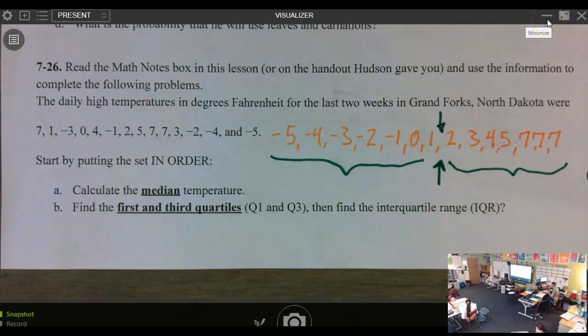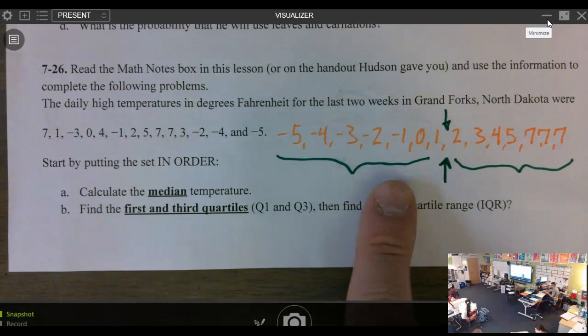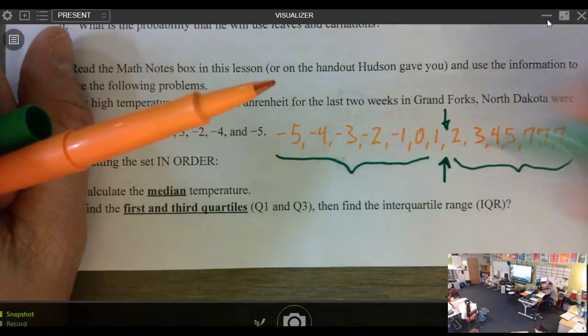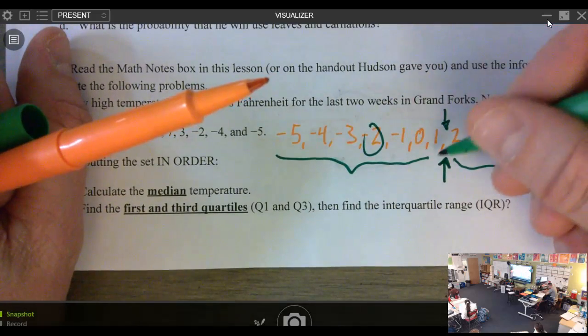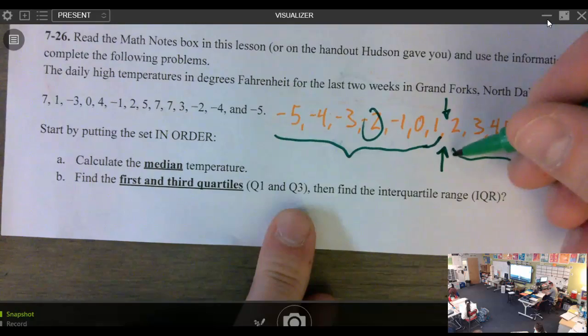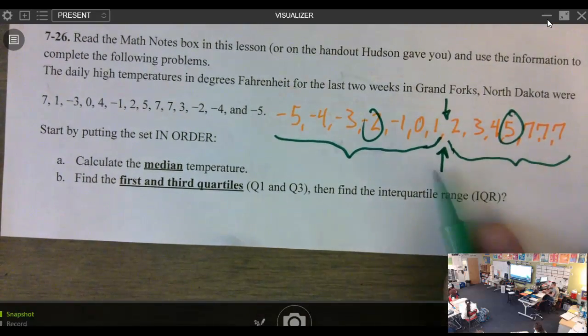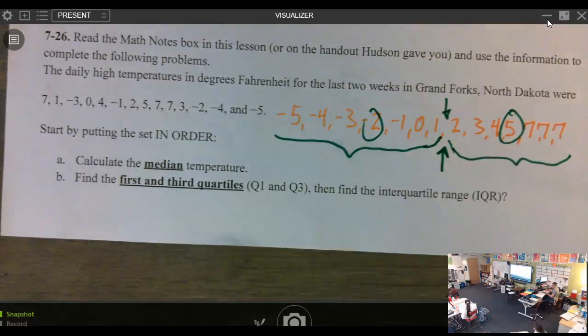So then from there, find the middle of the bottom set. Well, now that there are 7 numbers, I can find a middle. -2 would be the middle of these 7. And 1, 2, 3, 5 would be the middle of this upper set. So that's how I find quartile 1 and quartile 3.